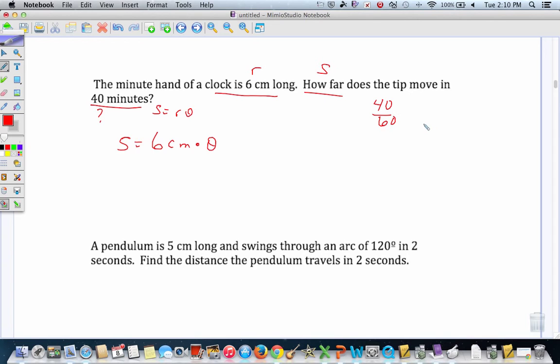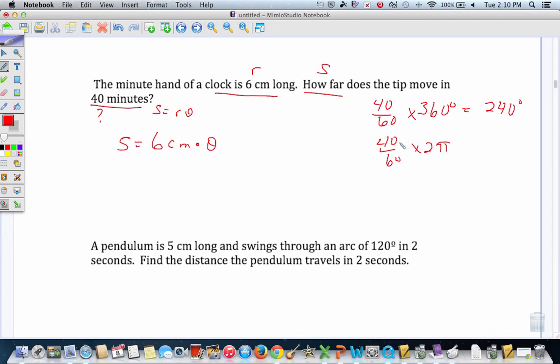So 40 minutes is 40/60ths of an hour. I'll go the easy route for now for us to think. All the way around a circle is 360 degrees, so 40 minutes is 40/60ths of 360 degrees, or 240 degrees. Now, eventually, I'd like us to be able to think in terms of radians. So by shortcut version, I could take 40/60ths times 2 pi.